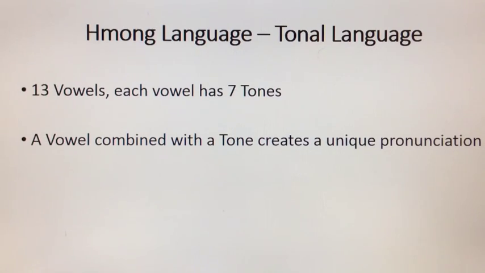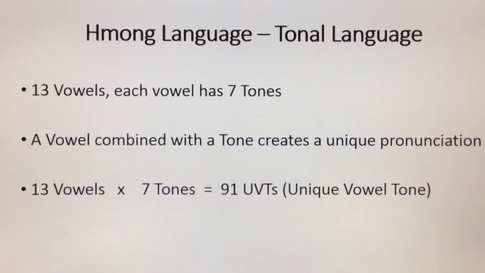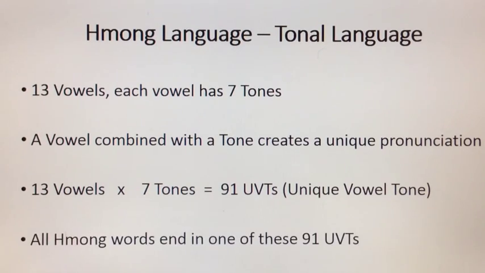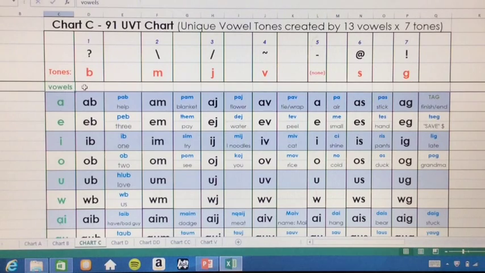But in this video, I'm going to rename it to something more accurate. So let me recap. 13 vowels times 7 tones equals 91, what I'm going to call UVTs, unique vowel tones, because when you combine the vowel with a tone, it creates a unique pronunciation. And all Hmong words end in one of these 91 UVTs. That's why after you understand chart C and memorize the 7 tones, you can easily start reading and writing Hmong within minutes. But before we get started, let me just give you a brief overview of this spreadsheet.